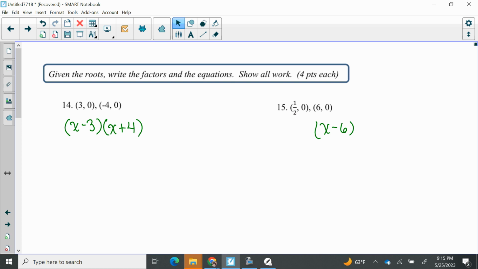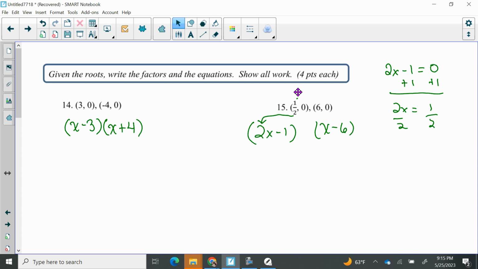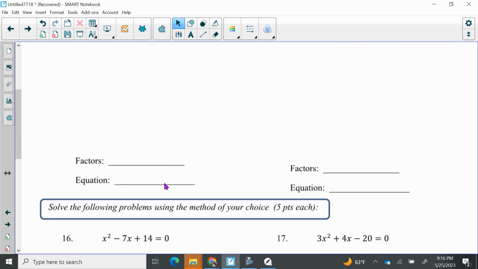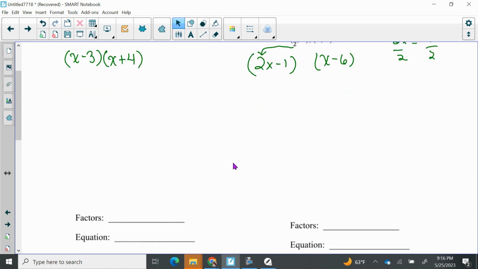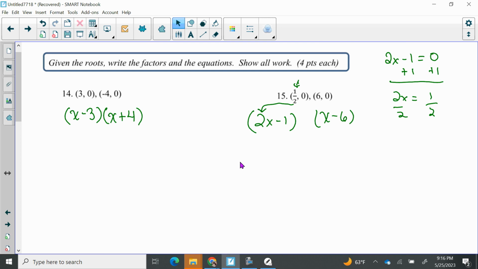Well, if we look at this, if we did 2x minus 1 as a factor, let's try that. 2x minus 1 equals 0. I add 1. 2x equals 1, divided by 2, 1/2. So this, remember, is the coefficient of the x, and this is the number that's either added or subtracted, and that sign is going to be dependent upon whether or not this is a positive or negative. Okay, so this is going to be x minus 3 times x plus 4.